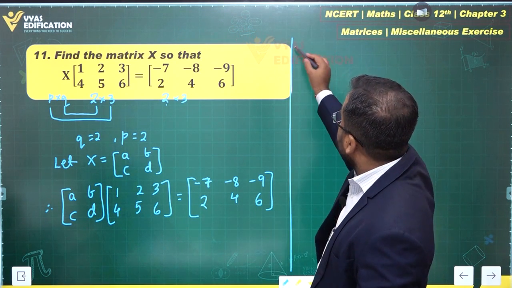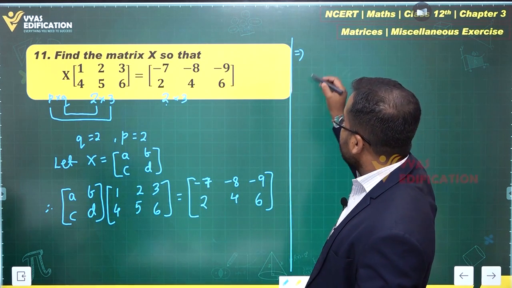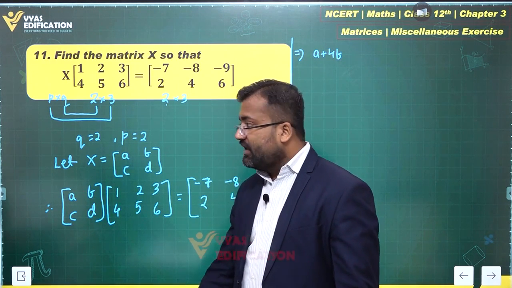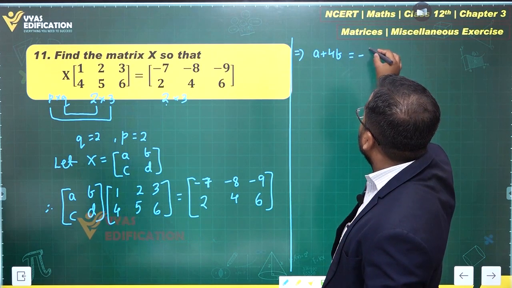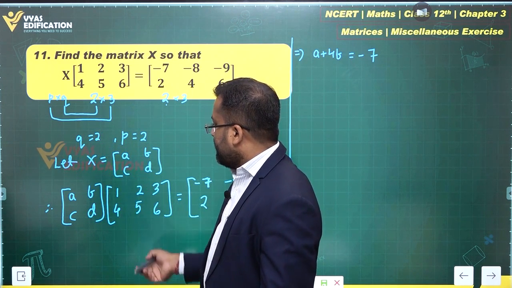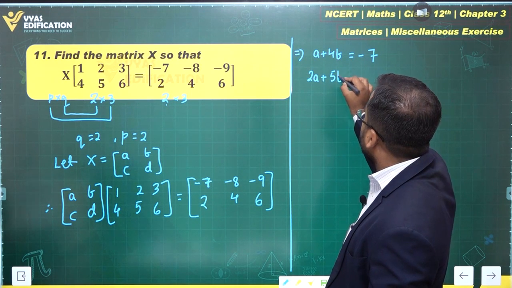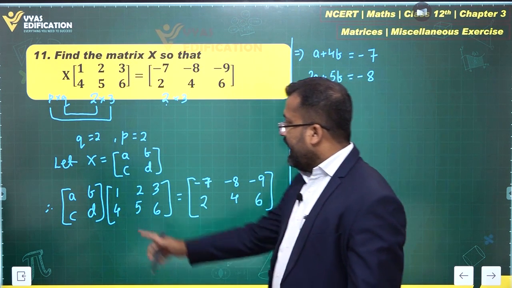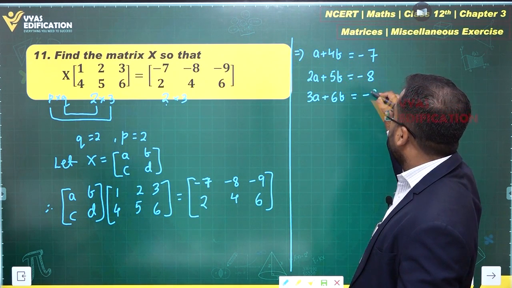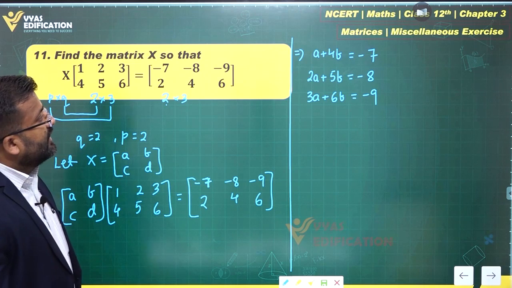And let's multiply them. What you get is the first row A, B gets multiplied with the first column 1, 4, which gives A plus 4B. This is the first row, first column element, and this will be equal to minus 7. We can directly form equations, yeah. The first row multiplied with the second column, 2A plus 5B, will be equal to minus 8. And 3A plus 6B will be minus 9. This is what you get. 3A plus 6B would be equal to minus 9. That's what you get over here.